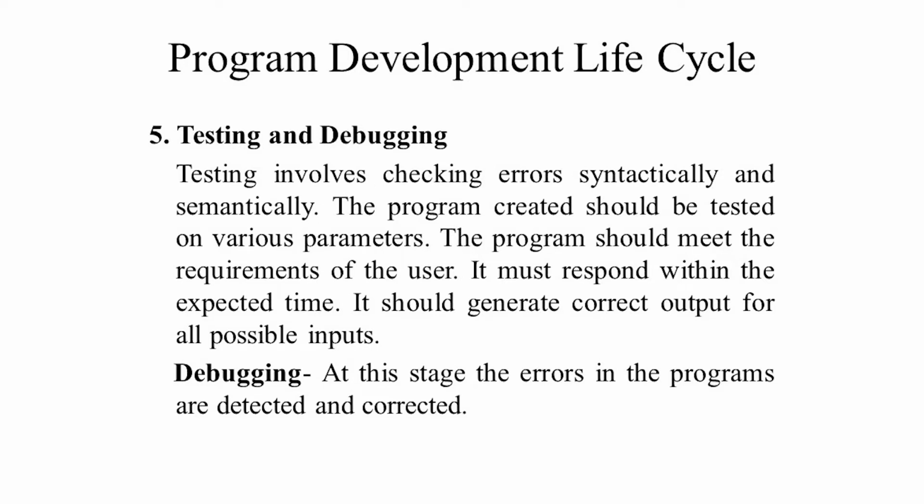The program created should be tested for various different parameters. The program should meet the requirements of the user, and it must respond within the expected time. So within a certain period of time, the output should be obtained. That is what it means. So that is why we test any set of code with various different parameters. And it should generate the correct output with all the possible inputs, whatever has been specified. Accordingly, the output should be obtained. And one more step involved during this stage is debugging. It is nothing but checking for the errors in the program, which are to be detected, and they need to be corrected. And this stage is also called program validation.